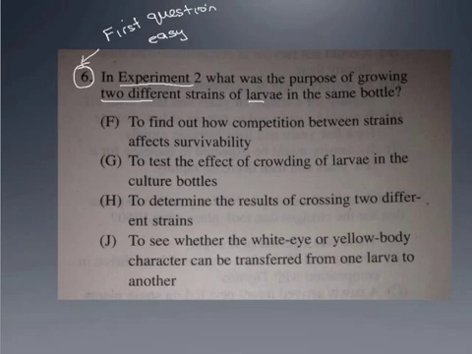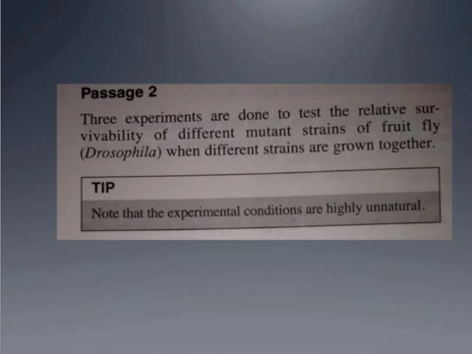The next thing we want to do is look at the initial description of the passage. It's passage number 2. That is irrelevant to this session. 3 experiments are done to test the relative survivability of different mutant strains of fruit fly Drosophila when the strains are grown together. Okay, and there is a tip here. I notice it's bolded, so I better read this. Note that the experimental conditions are highly unnatural. I have to remember this.